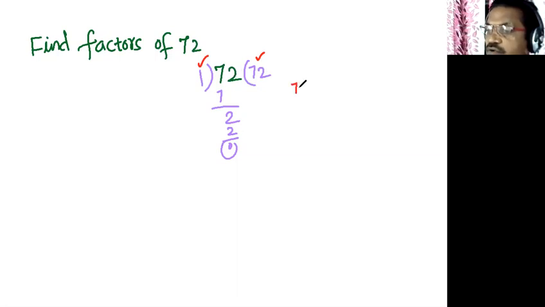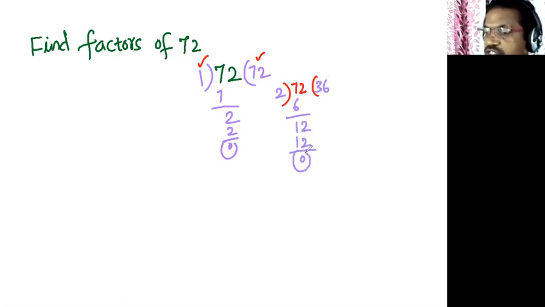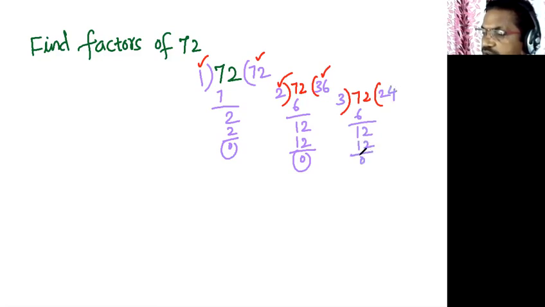Now divide 72 by 2. 2 times 3 is 6, remainder 1, 2 times 6 is 12, and remainder is 0. So therefore 2 is also a factor of 72, 36 is also a factor of 72. 2 times 36 is 72, 36 times 2 is also 72. Now take the 3 table. Let's divide 72 by 3. 3 times 2 is 6, 12, 3 times 4 is 12. Remainder is 0. 3 is also a factor of 72. 24 is also a factor of 72.